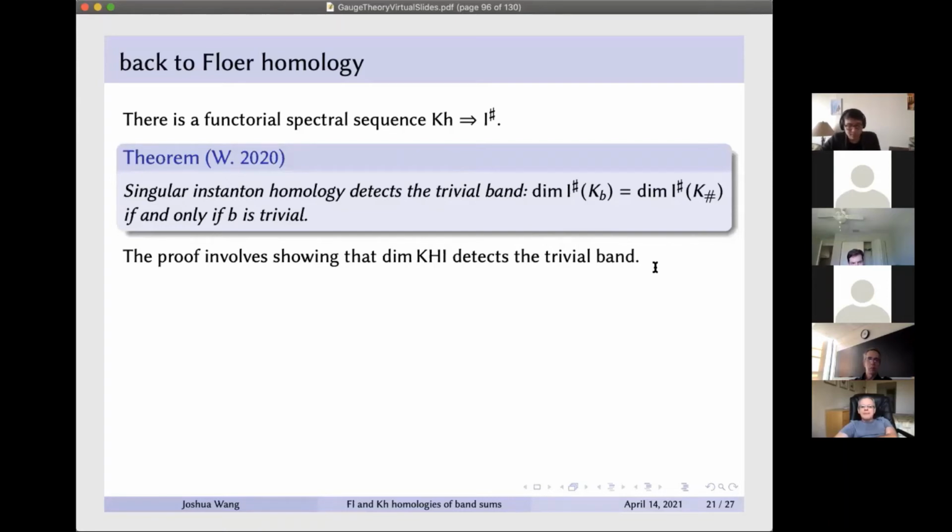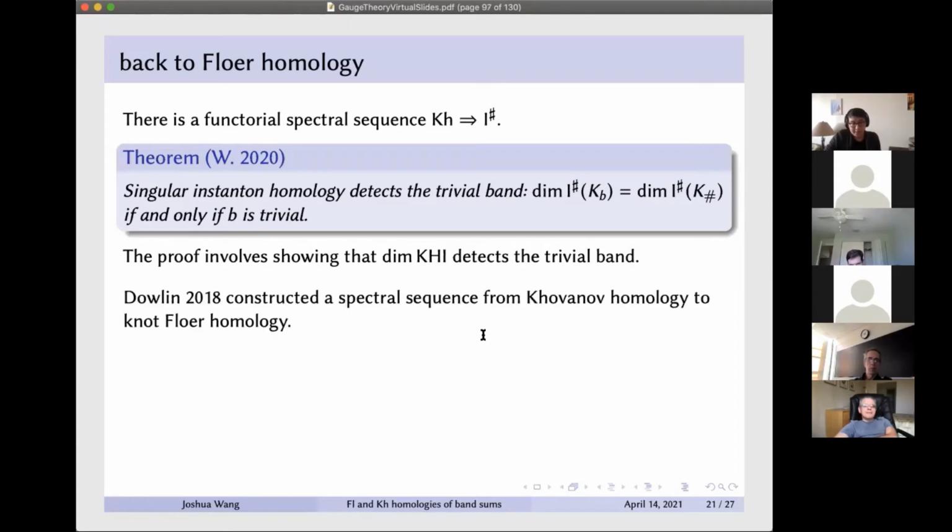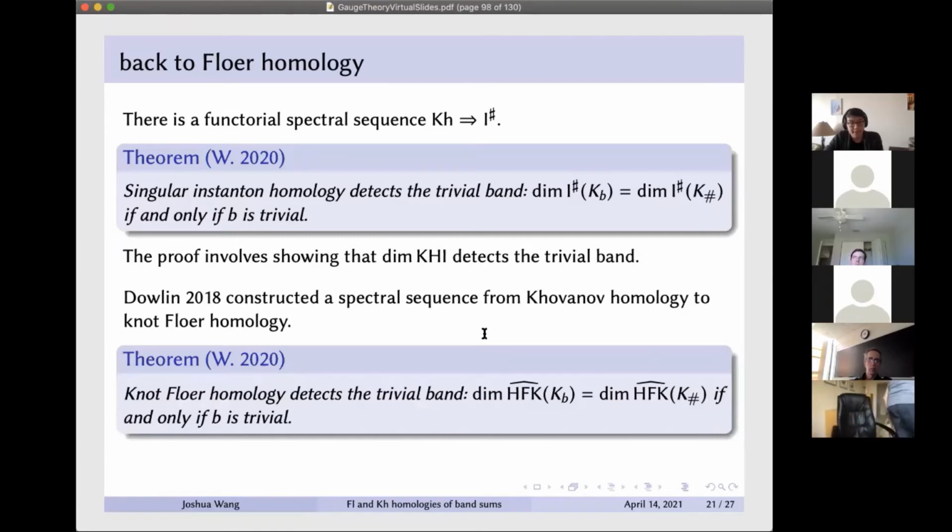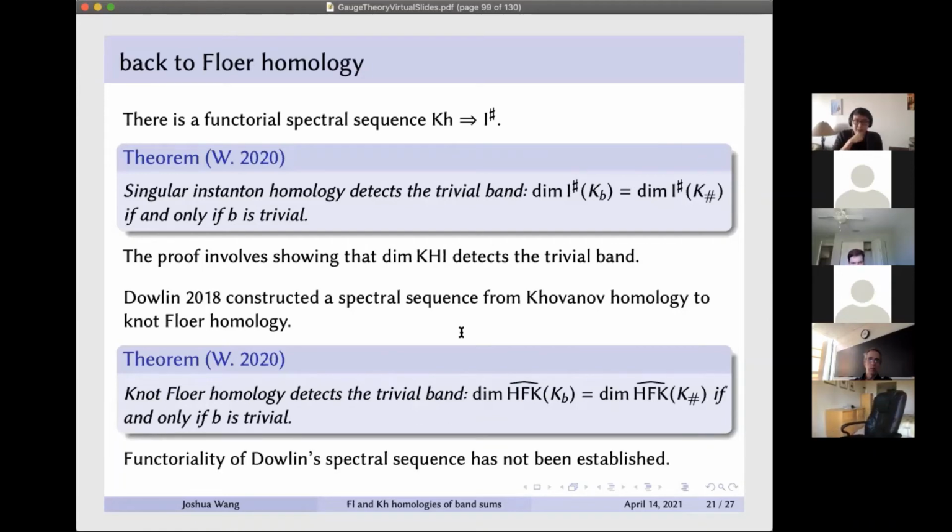Okay. But another route that you might imagine trying to take would be through knot Floer homology. So Dowlin constructed a spectral sequence from Khovanov homology to knot Floer homology. And I can show that knot Floer homology also detects the trivial band. But unfortunately, Dowlin's spectral sequence is not known to be functorial. So I don't know how to take this knot Floer homology detection result and use it to show that Khovanov homology detects the trivial band.